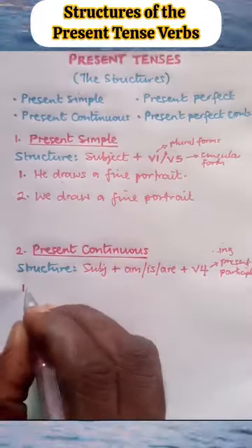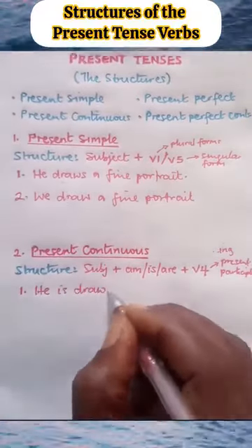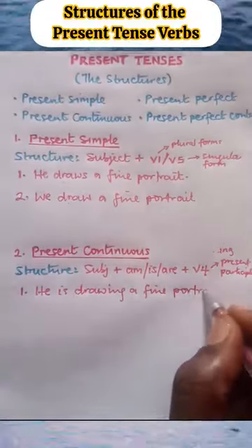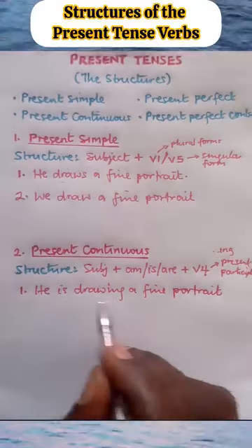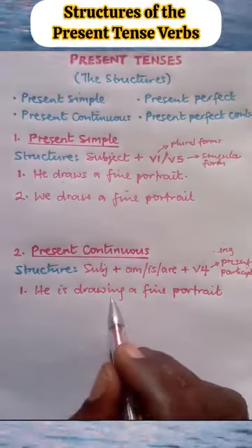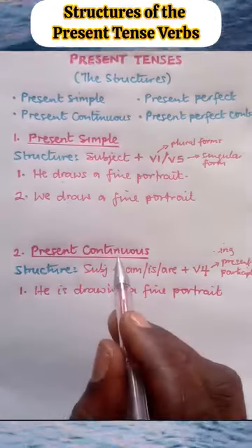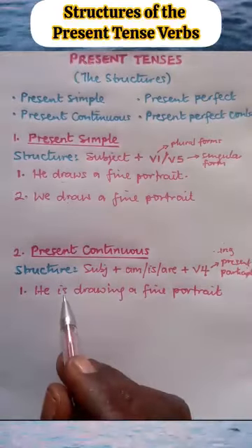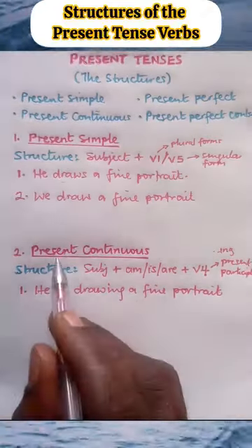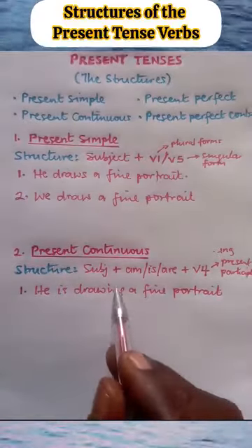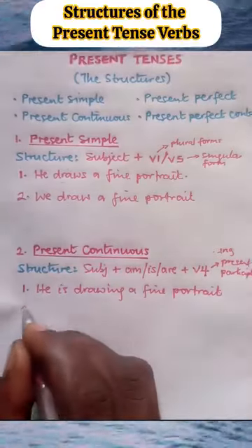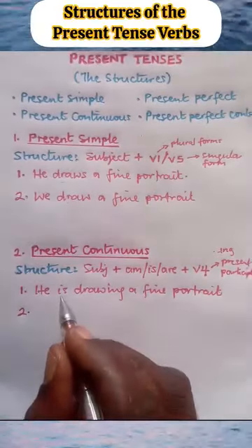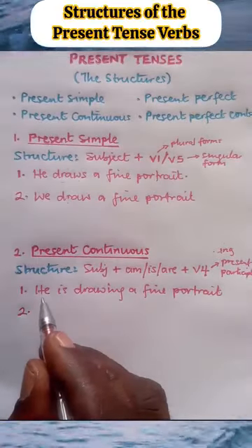Let's look at an example. Example 1. He is drawing a fine portrait. Here we have the verb is and the verb drawing. These 2 verbs combined forms the present continuous. Is, a present auxiliary verb, represents present, while drawing represents the progressiveness, that is continuous. Next, example 2. Here we use is because the subject is singular.